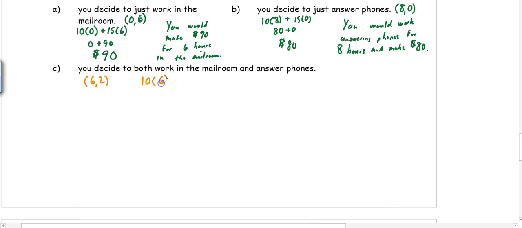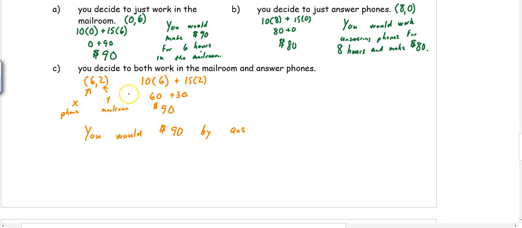So $10 times 6 hours of answering phones and $15 times 2 hours in the mailroom gets us 60 plus 30, which is $90. So you would make $90 by answering phones for 6 hours and working in the mailroom for 2 hours, because remember, answering phones was our X value, and our Y value is the mailroom.